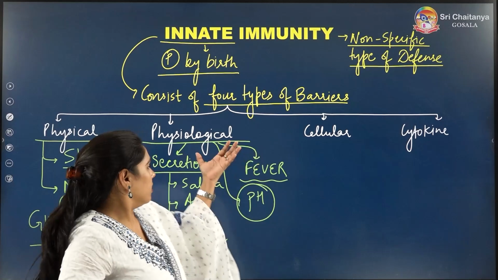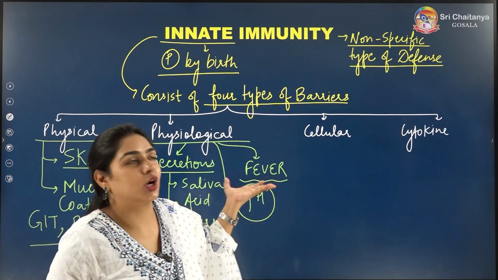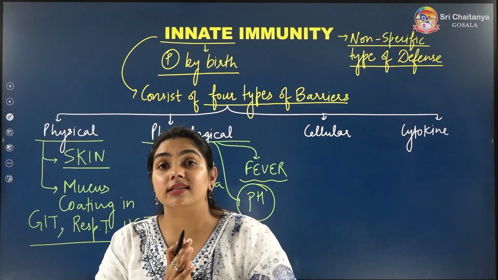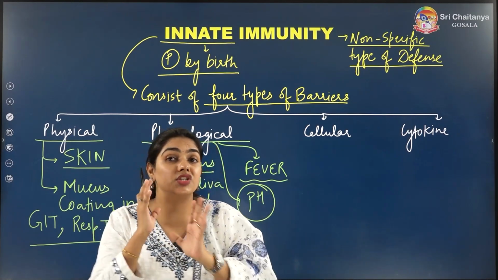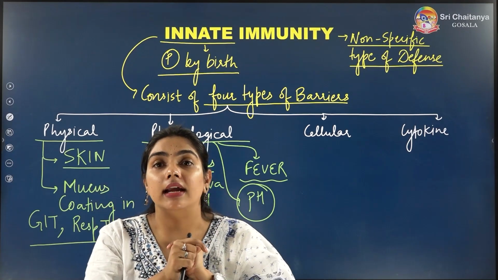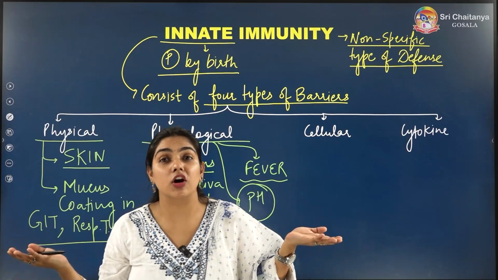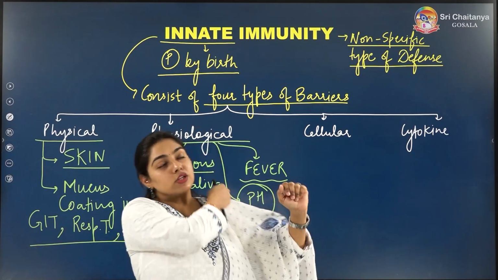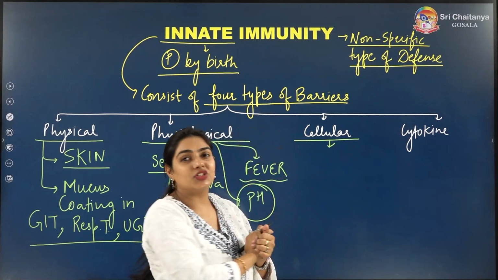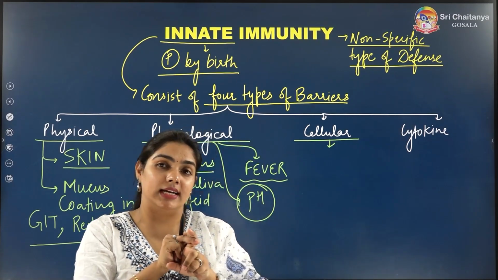Okay, so fever, pH, all these secretions, they all come under the physiological barrier. Now if the pathogen is very rigid and tough, and it has decided that it will go into the body and into the blood and cause the disease, then also we have cells in our blood. I am talking about WBCs. You must know that 3 types of cells are present in our blood: RBC, WBC, platelets.